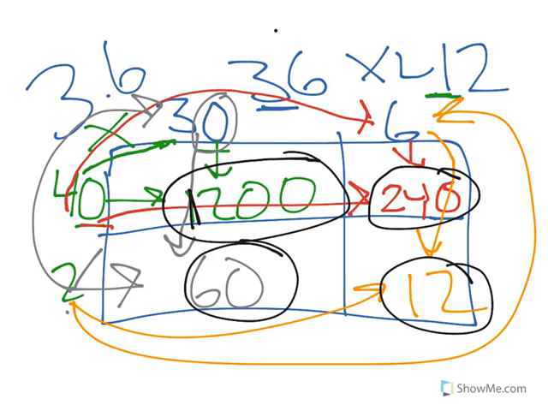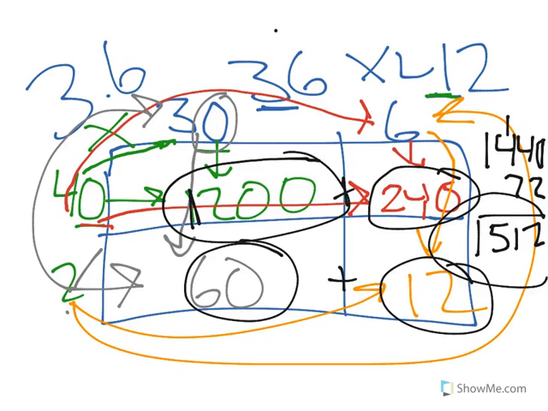So 1,200 plus 240 is 1,440. Plus 60 plus 12 is 72. So 0 plus 2 is 2, 4 plus 7 is 11, put that there, 1 plus 4 is 5. So there's my answer. Okay, so there's that way.